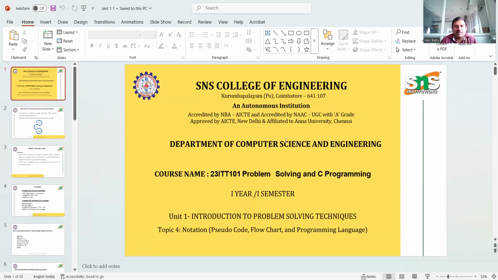The topic is about problem solving in C programming for the first year, first semester. Introduction to problem solving techniques. Let me see the notation, the code, flow chart and the programming languages in this.